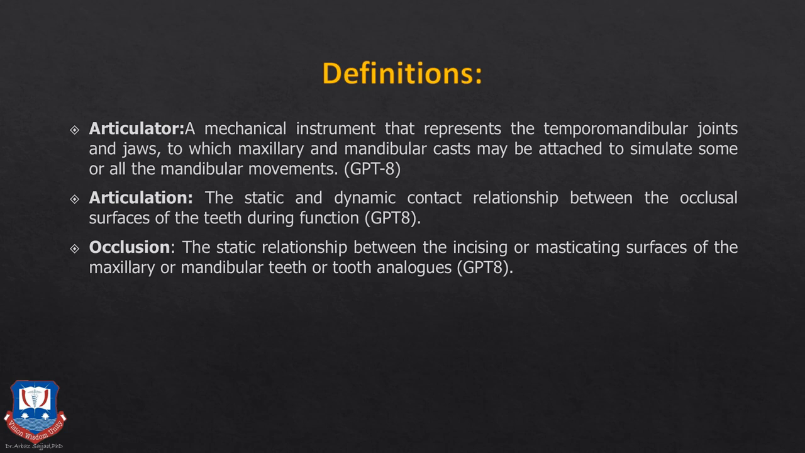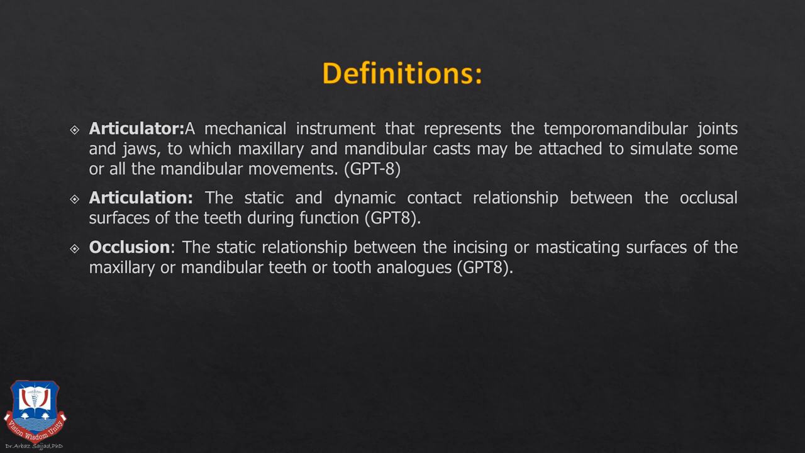Coming to the definitions, an articulator is a mechanical instrument that represents the TMJ and the jaws, to which the maxillary and mandibular casts may be attached to simulate some or all of the mandibular movements. Simply put, an articulator is an artificial substitute of the patient's mouth, that is the TMJ and the jaws, outside the patient's mouth in the laboratory, so that you may be able to fabricate a prosthesis, whether it may be an RPD, a complete denture, a PFM restoration, an all-ceramic crown, etc.